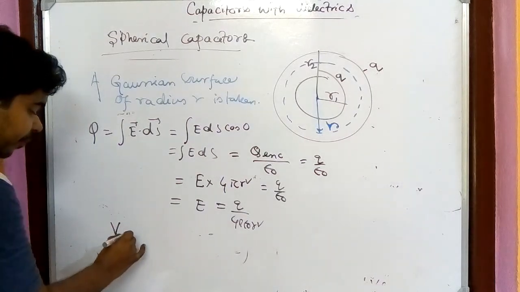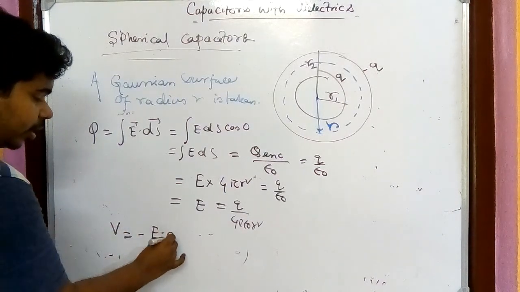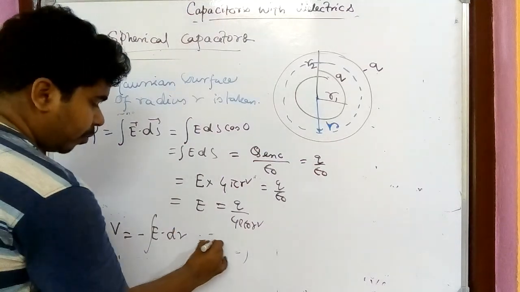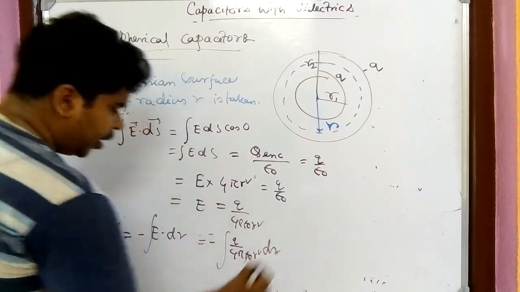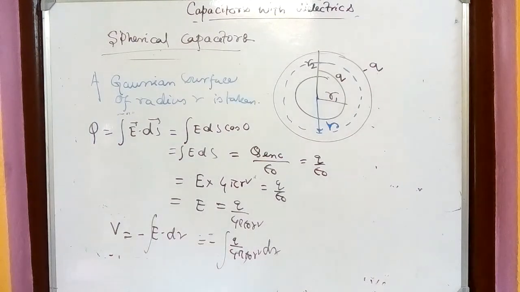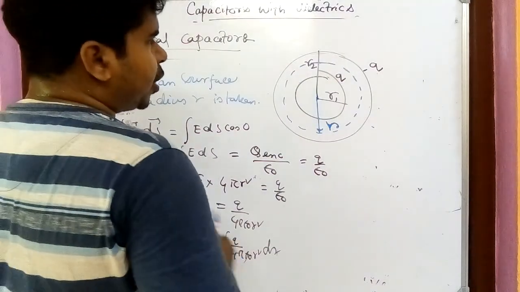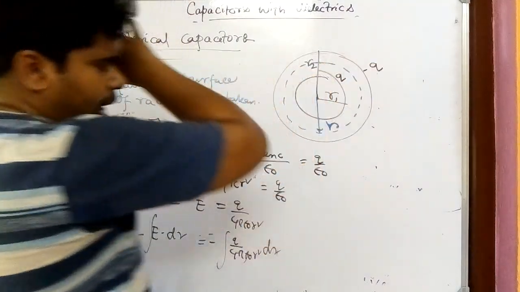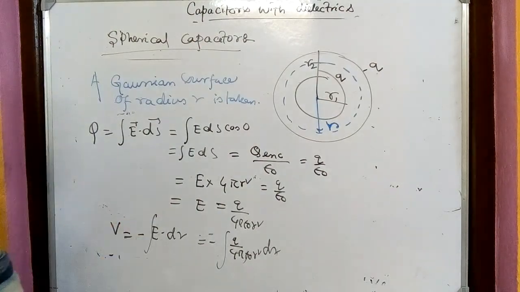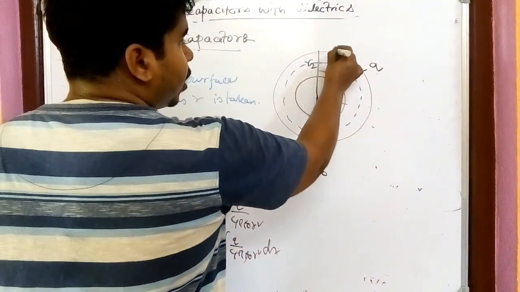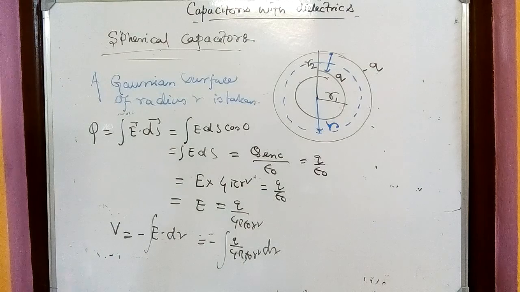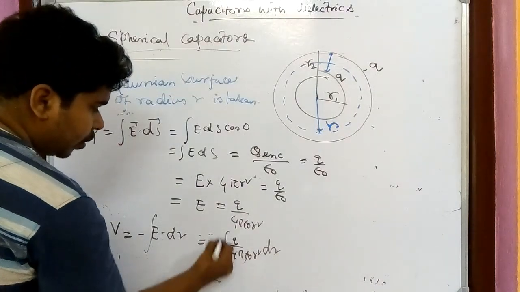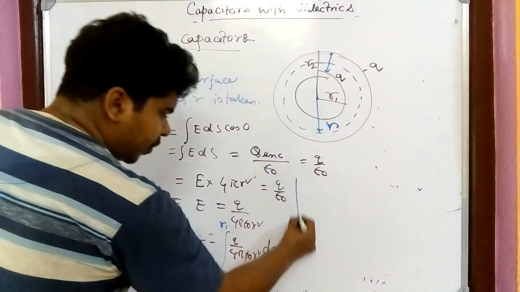Now we have to find V. V equals minus the integration of E dot dr, so it is minus the integration of q by 4 pi epsilon naught r square into dr. Now one thing we have to see is the limit. Outside it is minus q and inside it is plus q. We know the charge comes from negative to positive, that's why the charge increases in a capacitor. So the limit should be R2 to R1. I'm doing it a little faster.